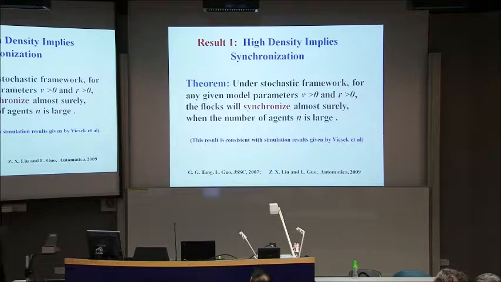So after all the work, we arrive at a theorem. This theorem says, under the stochastic framework, for any given model parameters, that is the speed and the interaction radius, the flock will synchronize almost surely when the number of agents is large. Quite simple. This is the first result. The high density really implies synchronization.